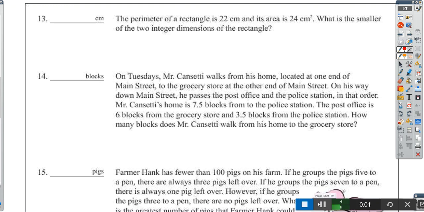All right, this is MathCounts 2013 chapter competition, and we're going to look at 13 through, I don't know, how about 18? All right, hopefully we can go through this one quickly.